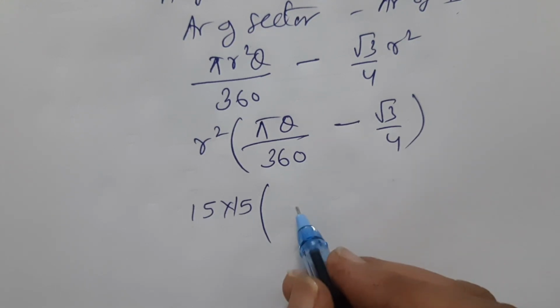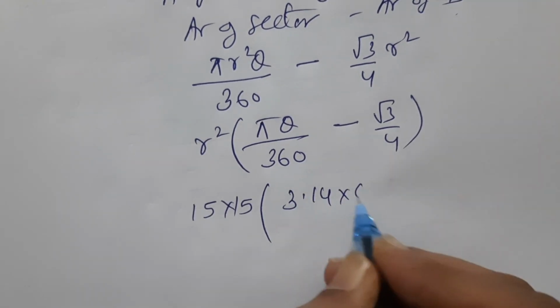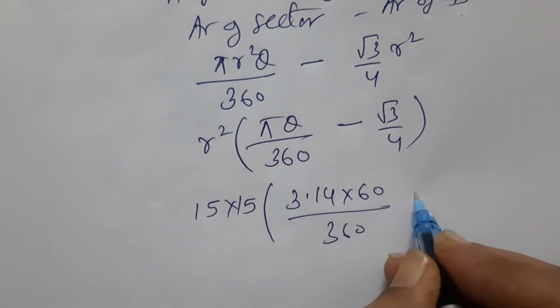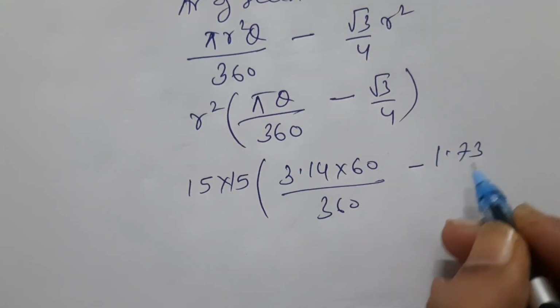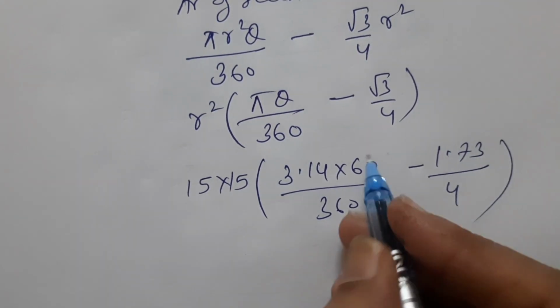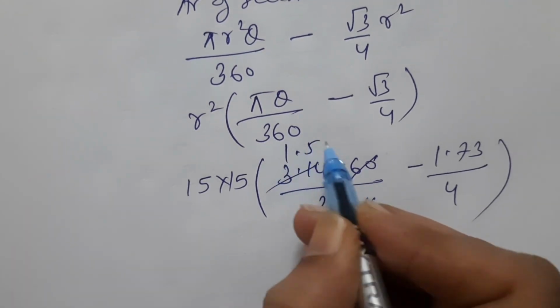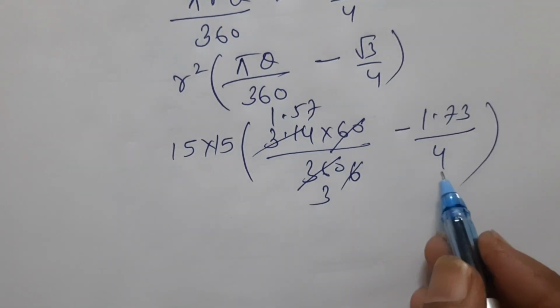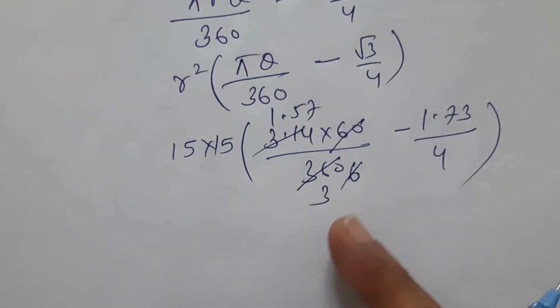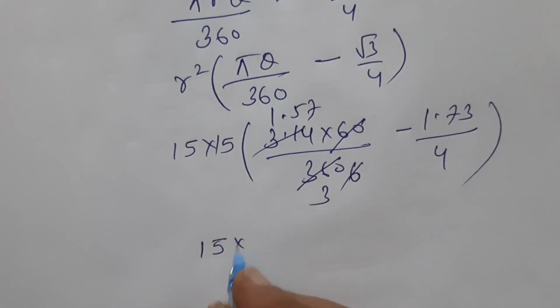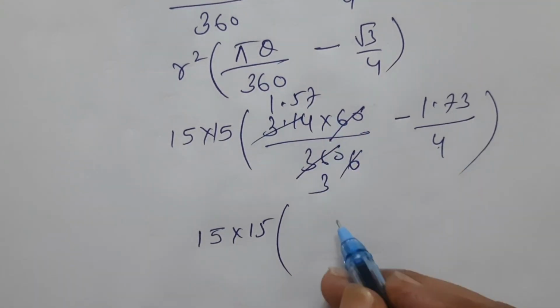Pi is given 3.14. Theta we got 60 upon 360. Root 3 is 1.73, whole divided by 4. Now cancel out. 6 6s are 2 3s are. So it's 1.57. Now we'll have LCM. So multiply 4 over here and 3 this side. So it's 15 multiplied by 15.